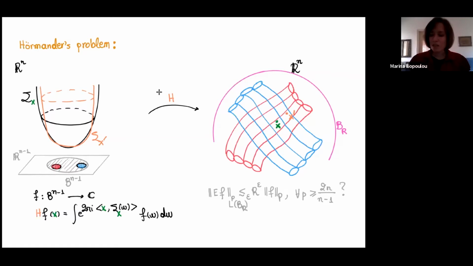But still, we do have a wave packet decomposition. And Hörmander asked, does the same restriction conjecture hold for this problem, for this variant? So do we still have that this operator is bounded from L^p to L^p for the same range of p as for the extension operator? I said that I wasn't precise when I defined the Hörmander operator here. So let's just be a bit more precise to see what we mean.